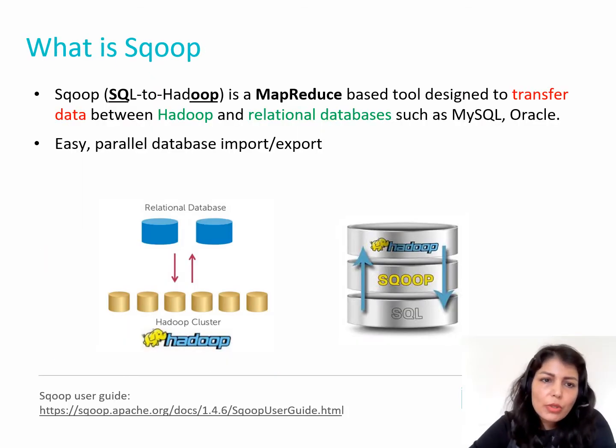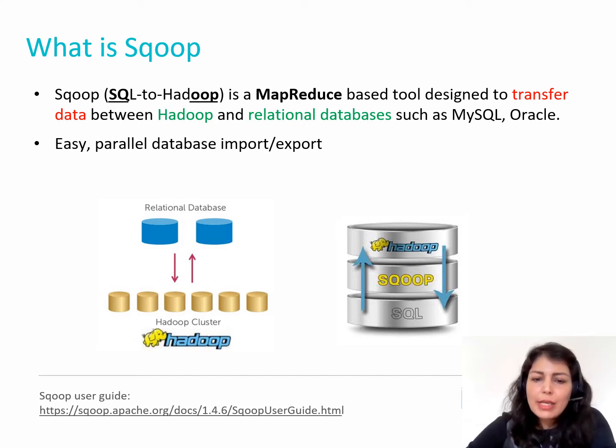What is Sqoop? If I want to simply explain, Sqoop is the abbreviation of SQL to Hadoop. It's a tool based on MapReduce, and it has been designed to transfer data between Hadoop and traditional database or relational database like MySQL, Oracle, SQL Server.